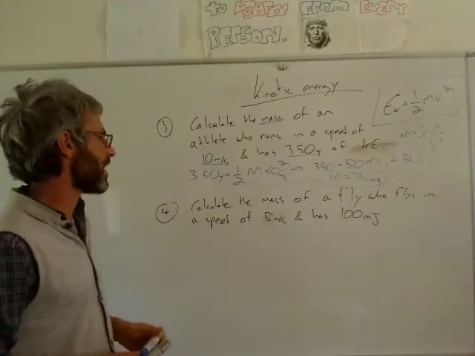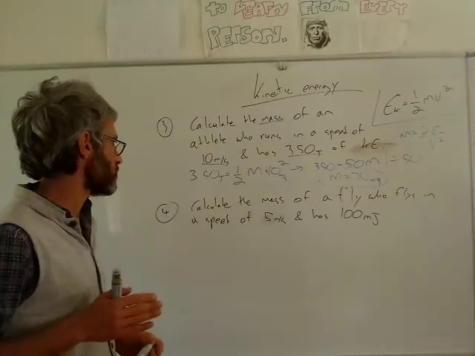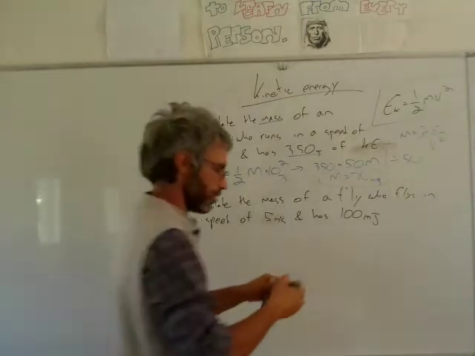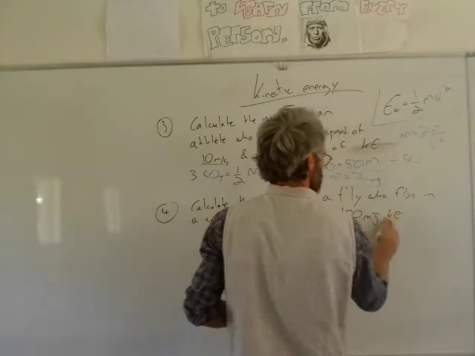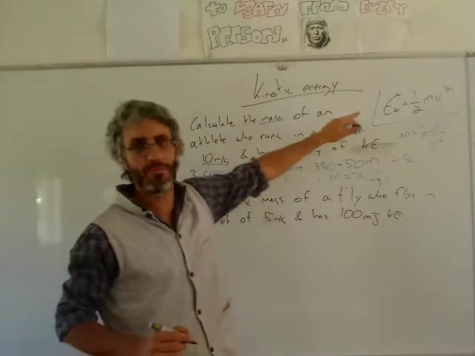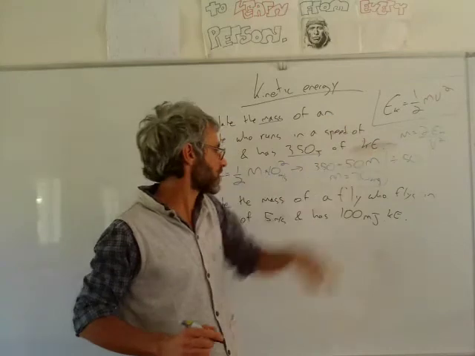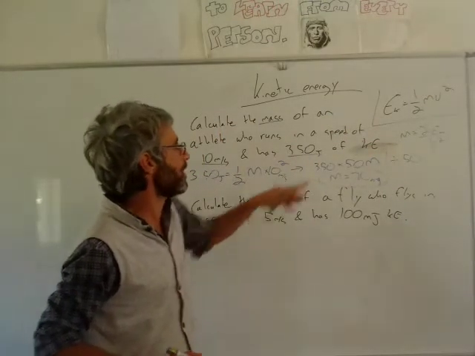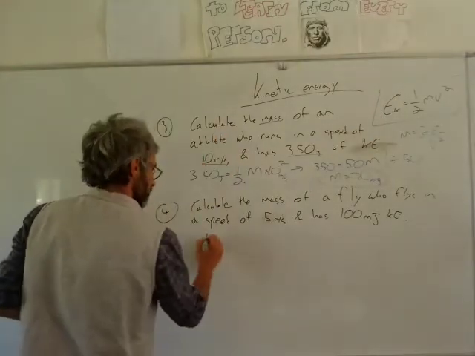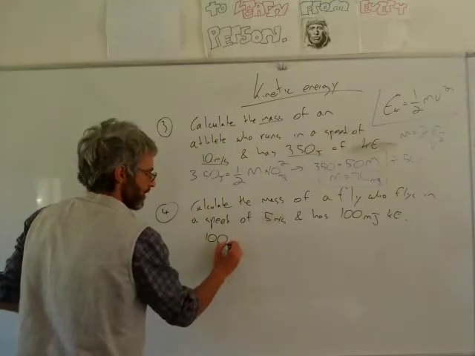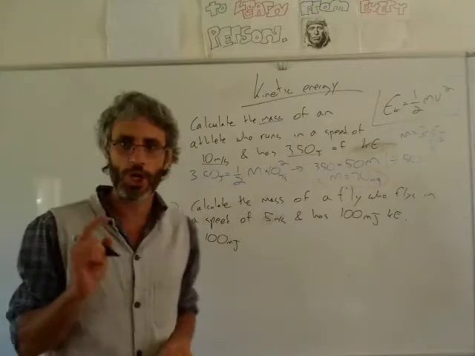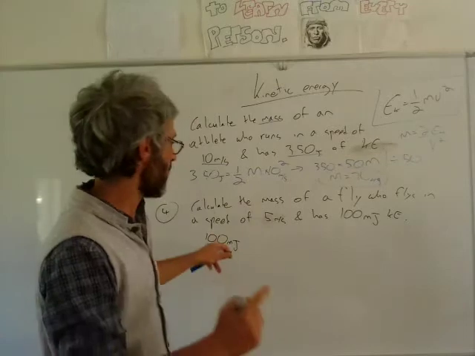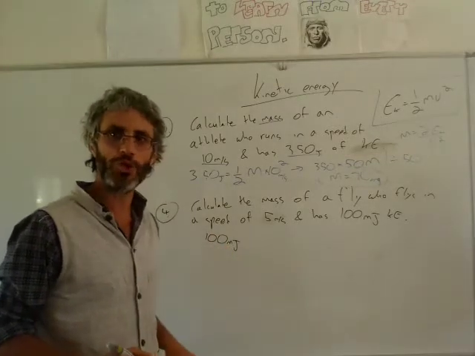Next, calculate the mass of a fly which flies at a speed of 5 meters per second and has 100 millijoules of kinetic energy. Again, the same: I'm going to the formula and substituting whatever I know. So EK is 100 millijoules. Now, instead of EK, I'm writing 100 millijoules, and I wrote the units. There might be a good chance that, hang on, I need to write the answer in joules, but this is in millijoules. So I have to convert to joules.